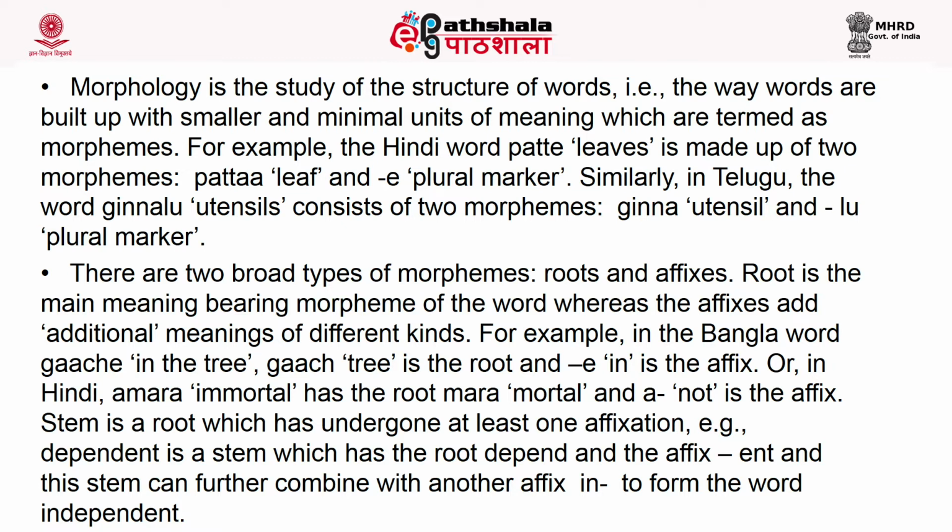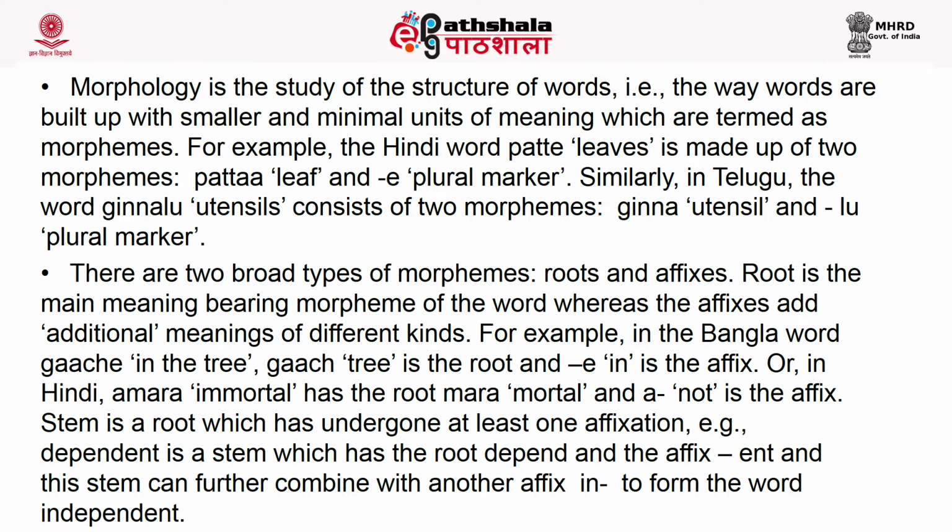A single word may consist of one or more morphemes. One morpheme, gentle. Two morphemes, gentle plus man, gentleman. Three morphemes, gentle plus man plus ly, gentlemanly. Four morphemes, gentle plus man plus ly plus ness, gentlemanliness.